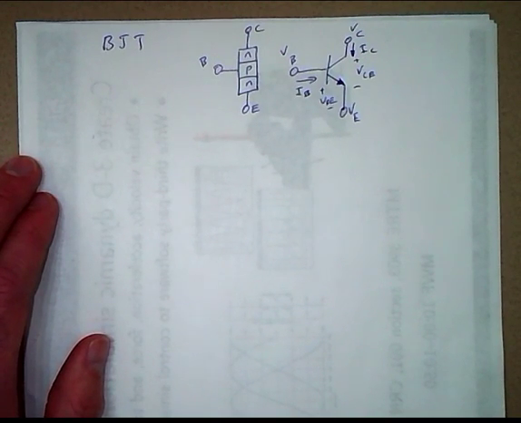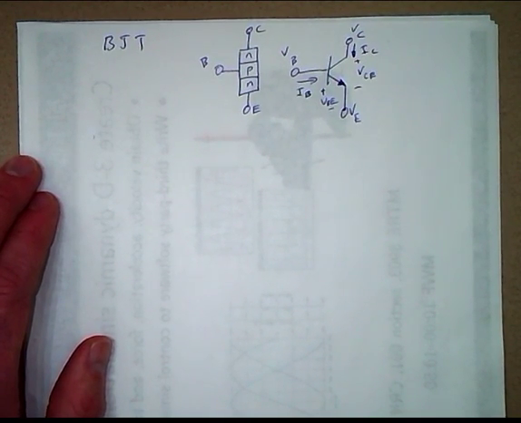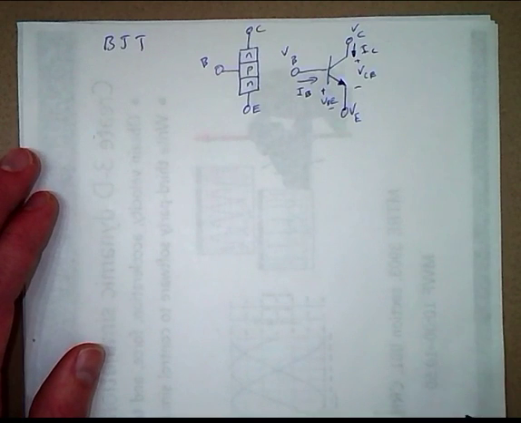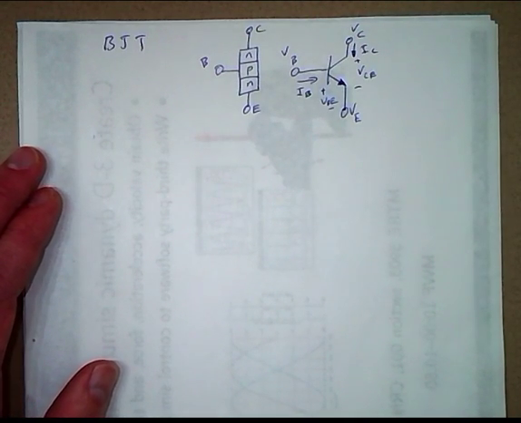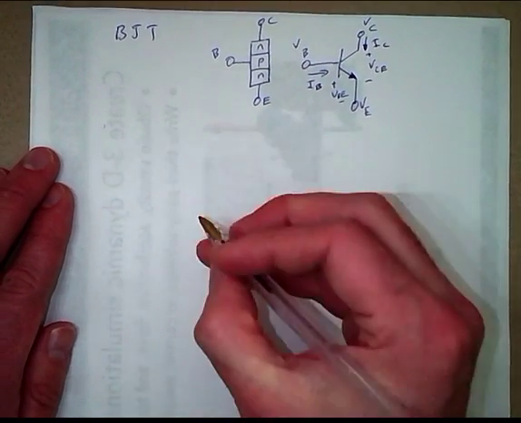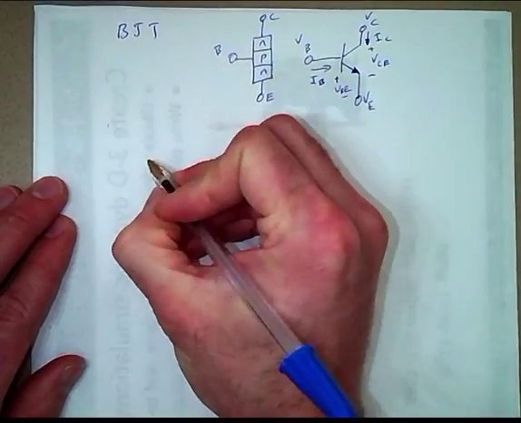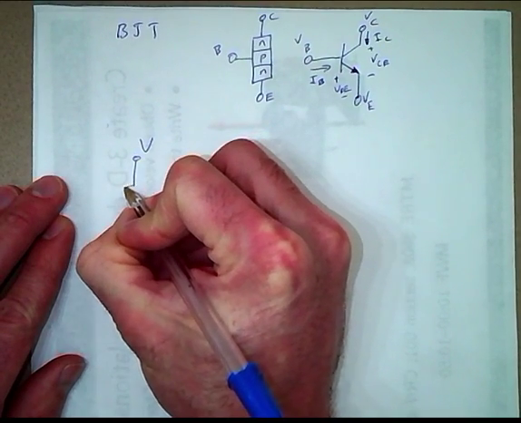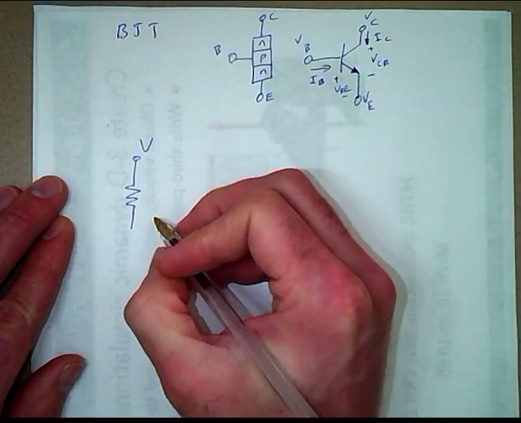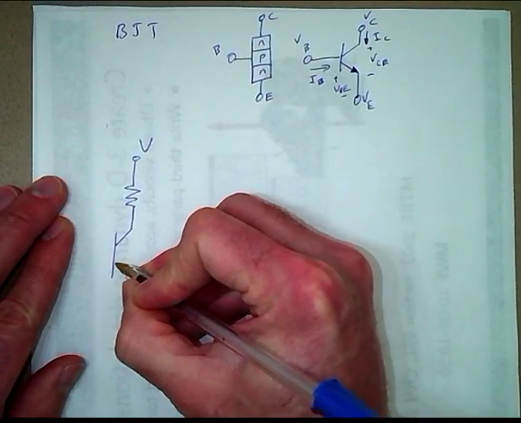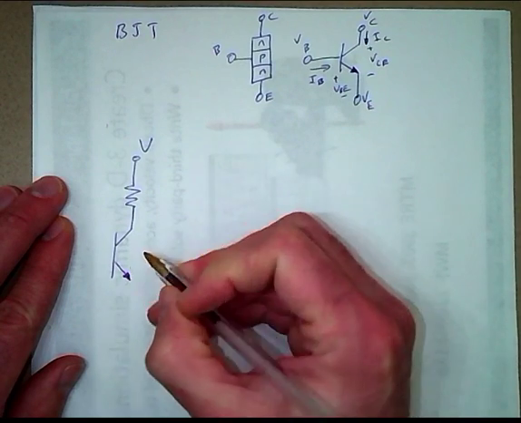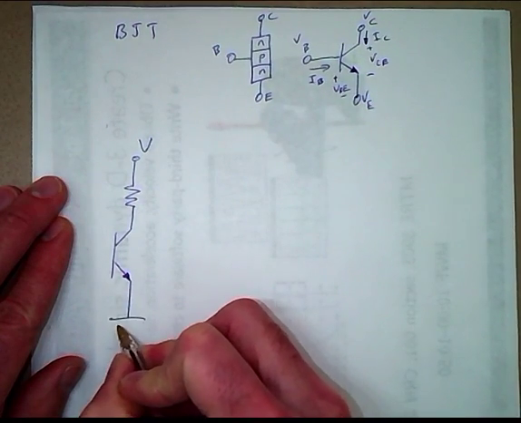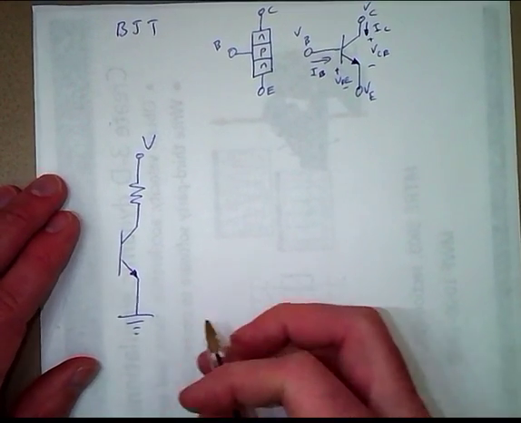The most common configuration is called common emitter. So here is a circuit for a common emitter. We have our voltage supply, and then our load, and then the transistor, and then the emitter is at ground, and so that's why it's a common emitter.